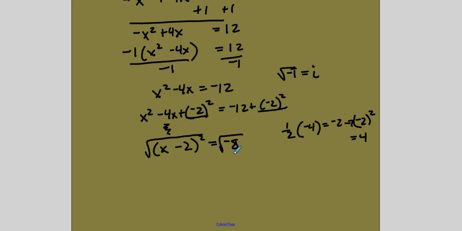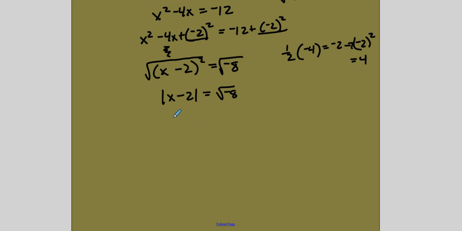So this is what I'm talking about. In the real numbers, the square root of -8 doesn't exist, but in the imaginary numbers it does, and we'll deal with that in a moment. So now I've taken the square root of both sides, so this is the absolute value of x minus 2 equals the square root of -8. Okay, so now I remove the absolute value sign, I get x minus 2 equals plus or minus the square root of -8. Isolate the x on the left side, so now I add 2 to both sides. So I get x equals 2 plus or minus the square root of -8.